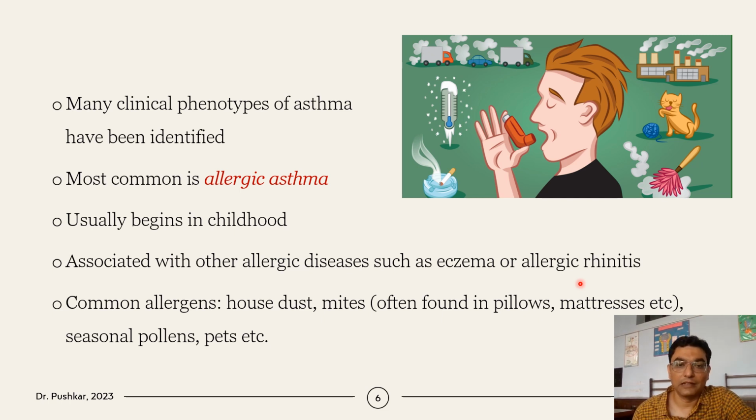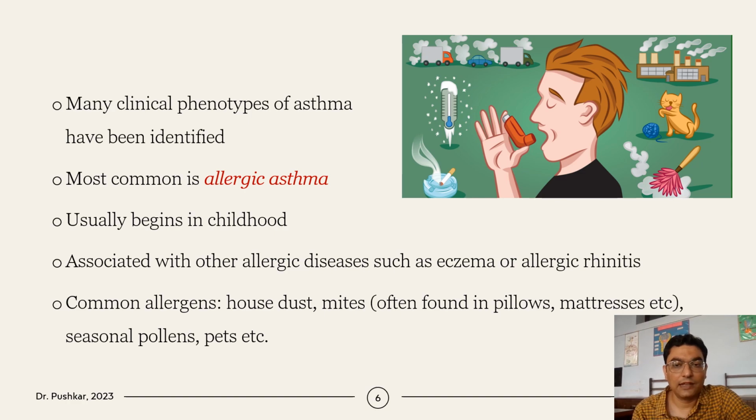The most common allergens are house dust mites, which are usually found in pillows or mattresses. Seasonal pollens are a very important cause of allergic asthma, as well as pests. All these allergens induce asthmatic symptoms, as we saw, leading to recurrent episodes of wheezing, breathlessness and coughing. Inhalation of allergen in the airway is usually followed by an early phase response and a late phase response.